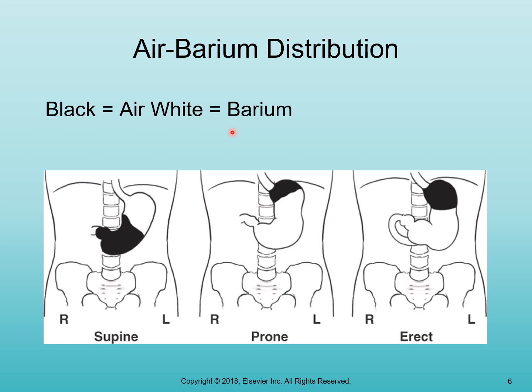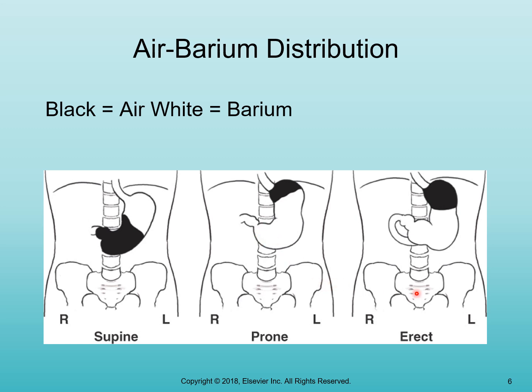So when a patient is supine or on their back, supine meaning when we look at positioning, this would be like the AP and the LPO. Both of those positions, they would be on their back. Notice how, because the fundus sits the most superior and posterior, the barium tends to fill in the fundus of the stomach. The body and the pylorus tend to be full of air. When the patient is prone or flips over onto their stomach, then you have air in the fundus and barium fills the body and the pylorus.